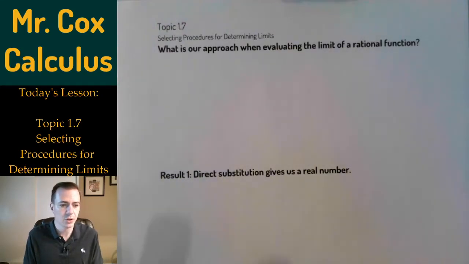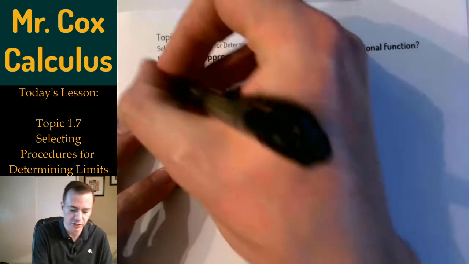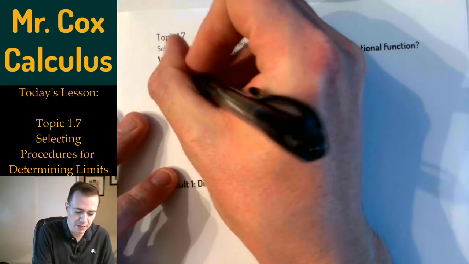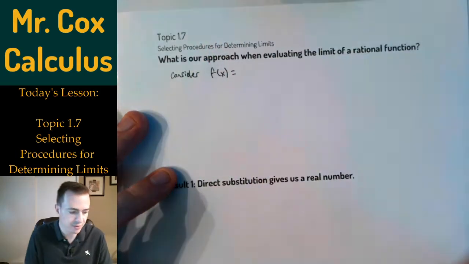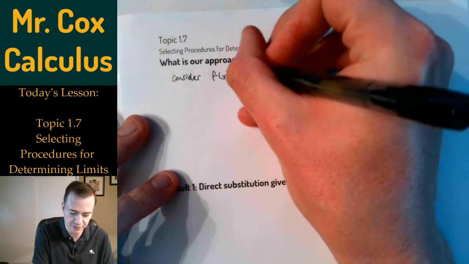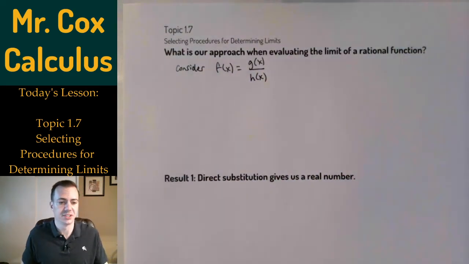All right, let's take a look and recap what we've looked at in the past couple of topics and lay out our approach whenever we evaluate the limit of rational functions. So let's take an arbitrary rational function, which we'll say is f of x equal to g of x divided by h of x. In other words, it's a rational function.